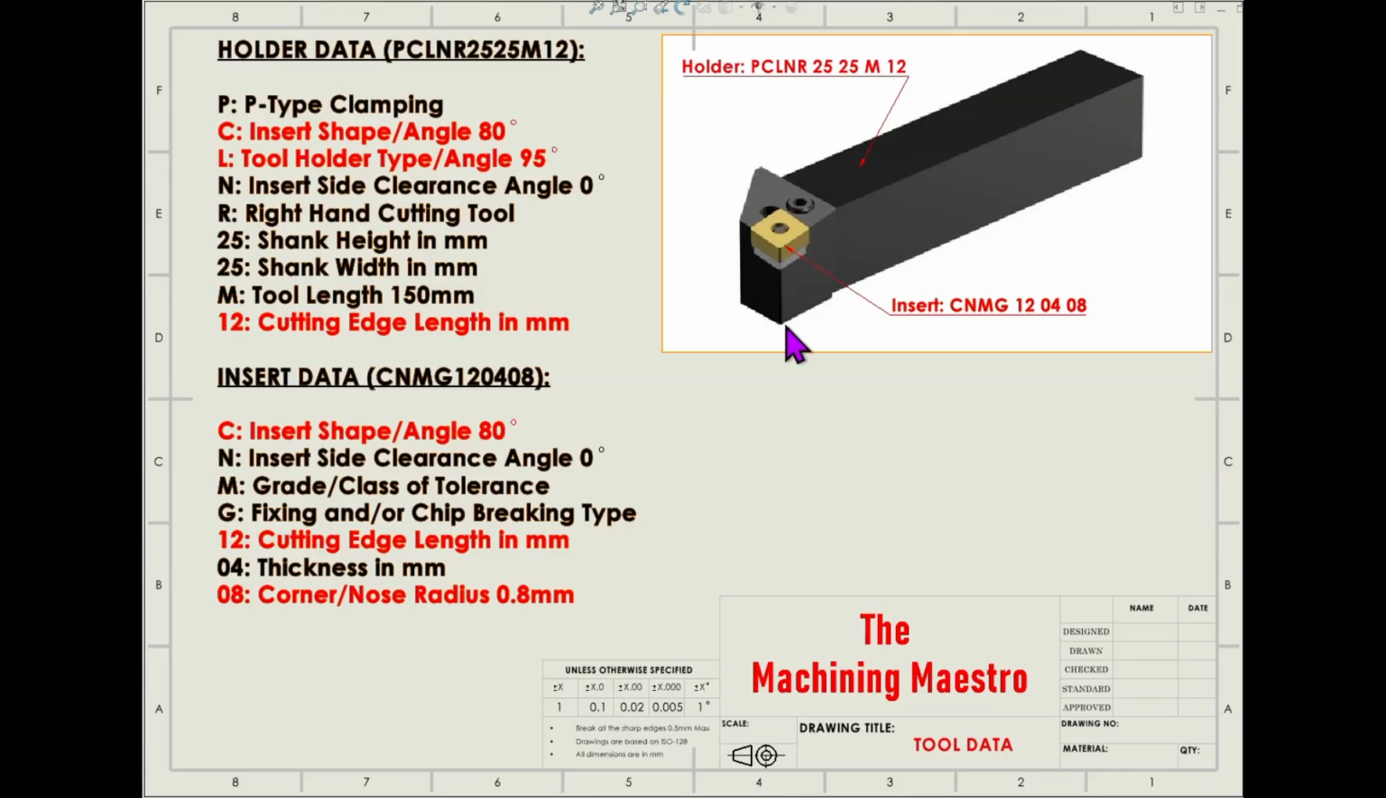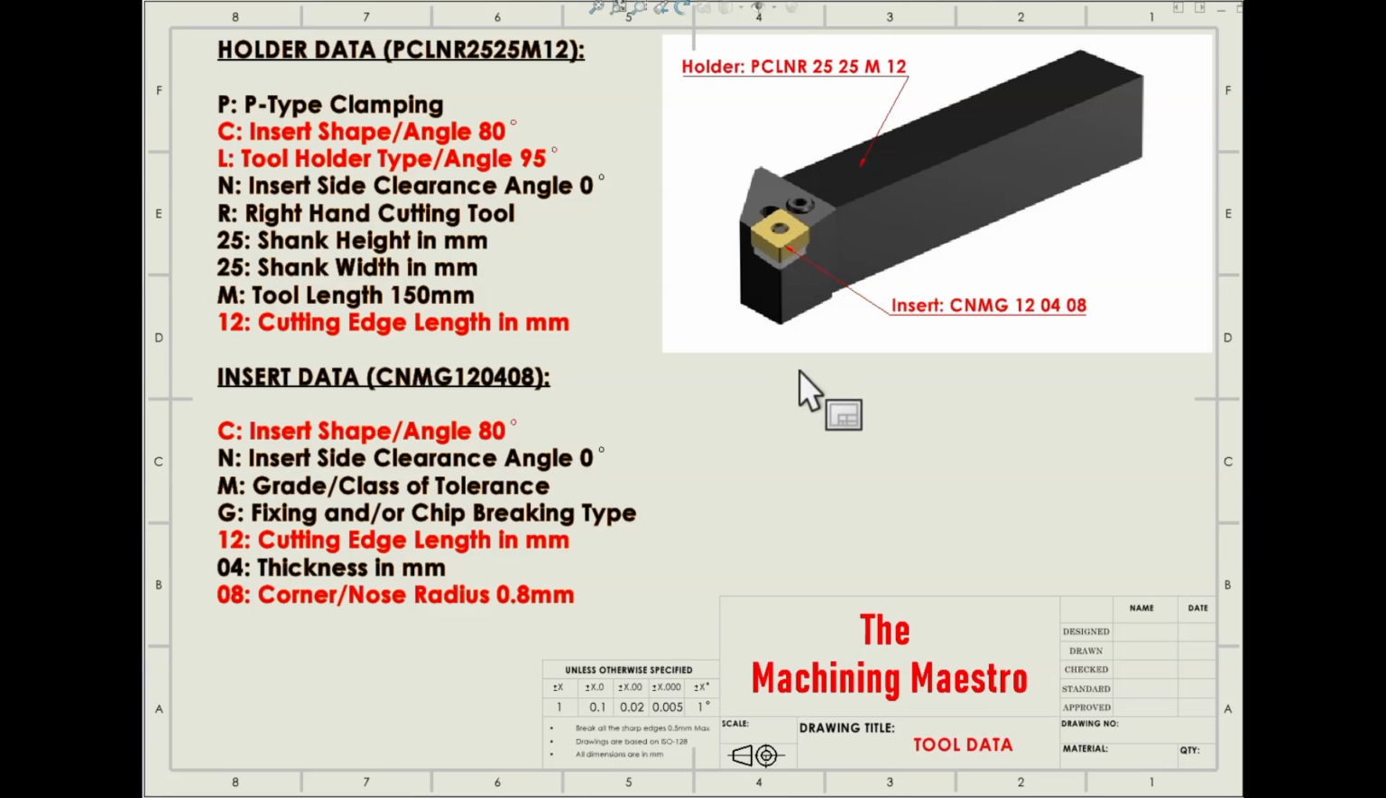And 12 is the cutting edge length in mm. The cutting edge length is the length between the two adjacent sides of the insert, which is 12. 4 mm is the thickness of the insert, and 08 is the corner radius or nose radius, which is in mm, but 0.8 mm, not 8 mm, it's 0.8 mm.